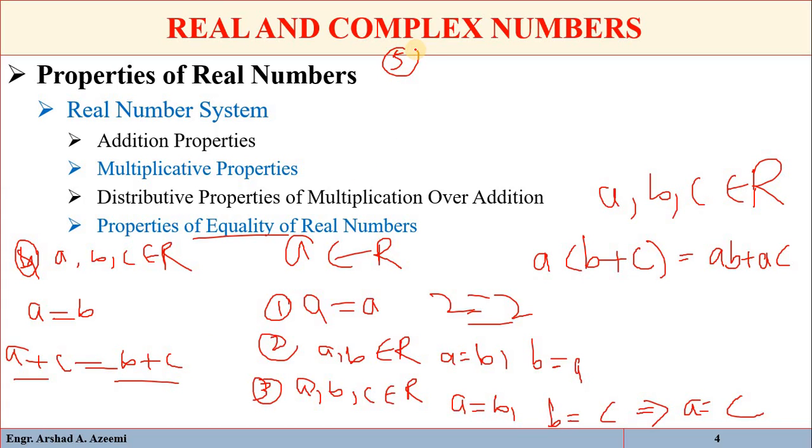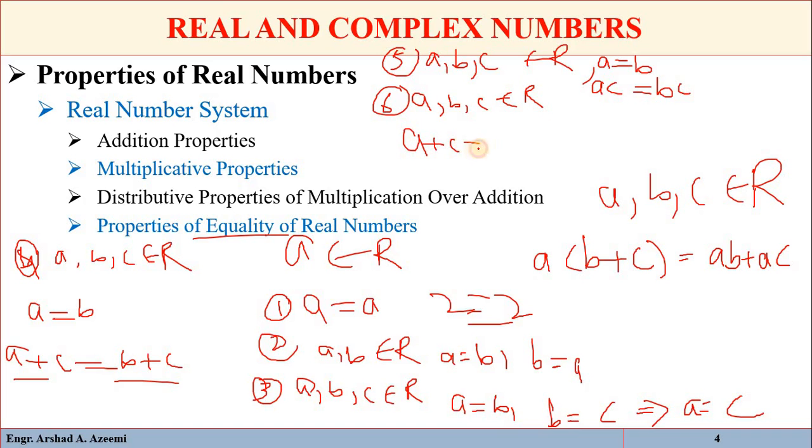Then we have the multiplicative property. Suppose A, B and C are real numbers, and A is equal to B. Then if we multiply C into both sides, again these will be equal. So this is called the multiplicative property. Then, suppose we have three real numbers A, B, C. If A plus C is equal to B plus C, these two C's will cancel with each other and A will be equal to B. This is called the cancellation property with respect to addition.